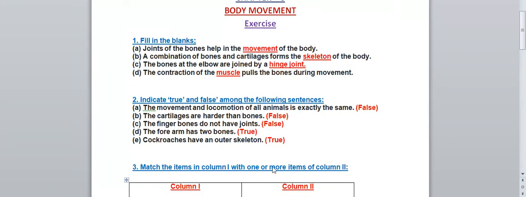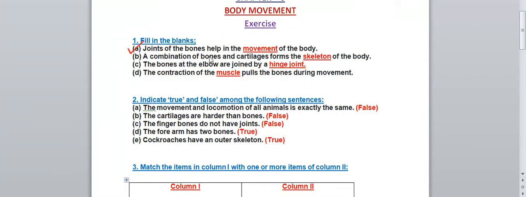First we have fill in the blanks. So let's see what are the fill in the blanks given in your textbook. First fill in the blanks is joint of the bones help in the dash of the body. So joint helps in what? It helps in the movement of our body. So we have to write movement over there. Okay, the joints of a bone help in the movement of the body.